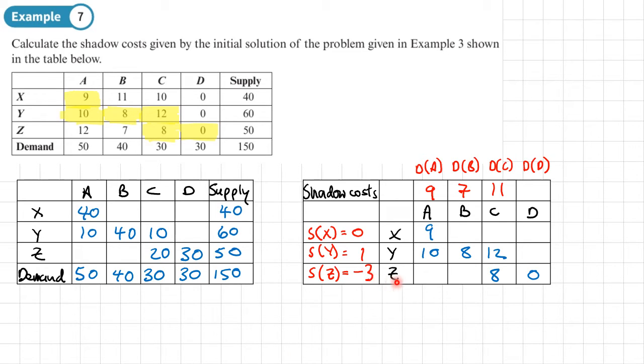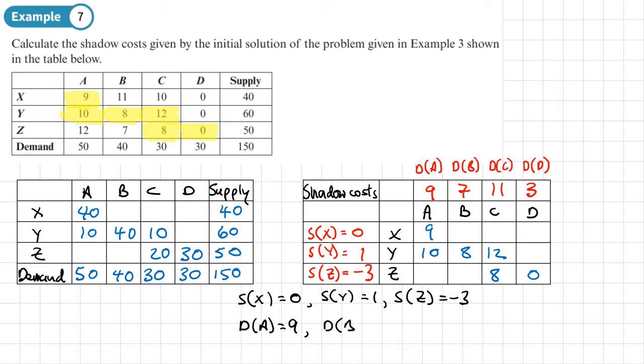And if I've got negative 3 here and 0 here, that means that the heading here needs to be 3. So my shadow costs are for my sources 0 from X, 1 from Y, and negative 3 from Z. And my destination costs, shadow costs, from A, 9, B, 7, C, 11, and D, 3.